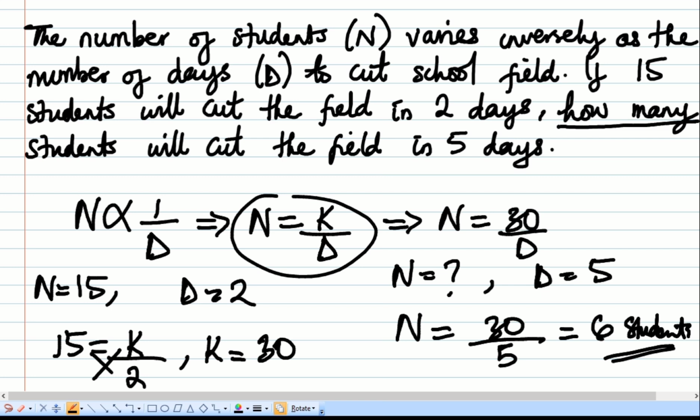So you see that the number of days increase from 2 days to what? 5 days. So if the number of days increase from 2 to 5, that means the number of students will decrease from 15 to what? 6. Yes, as one is increasing, the other one will be decreasing.